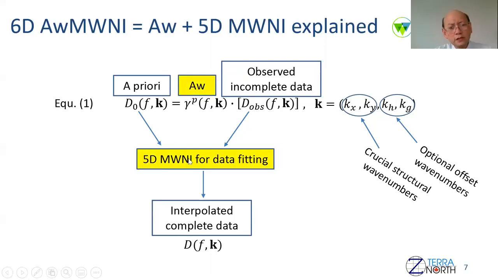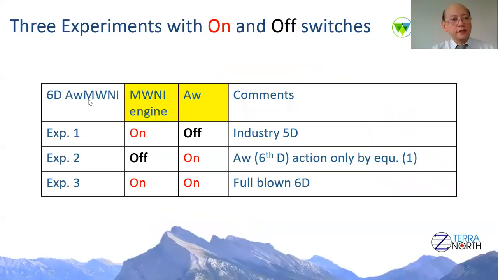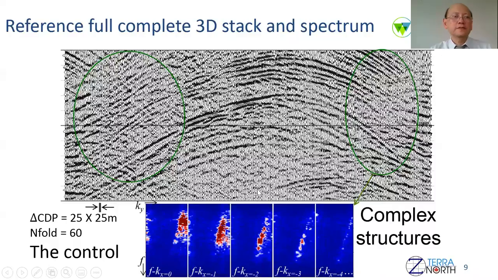The yellow here will indicate the switches that we're going to turn on and off to find out the determinant of the 6D. Experiment 1 will turn on the MWNI engine and AW off. This will give you the industry 5D. Experiment 2, MWNI engine off, AW on, is the AW sixth dimension action only by equation 1. Experiment 3 with both turned on is the full-blown 6D.